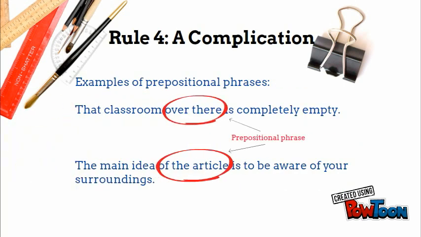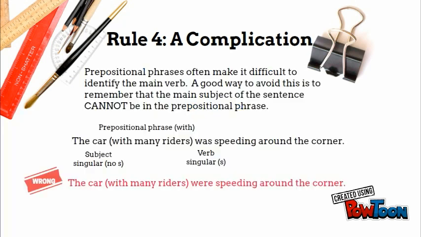The classroom over there is completely empty. Over there shows where the classroom is. That is the prepositional phrase. The main idea of the article is to be aware of your surroundings. Of the article gives us more information about the main idea, and that is the prepositional phrase.